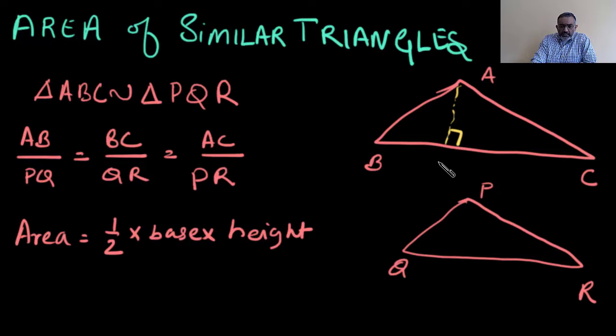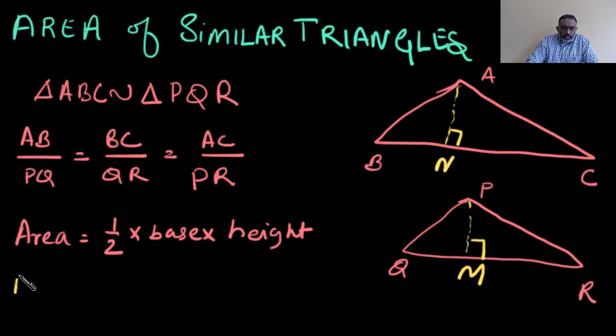So let's mark this point as N, and similarly let's create a perpendicular line to the base QR, and let's mark this line as M. So we can think of the base as BC, and this line running perpendicular to this base, AN, as the height. So that's similarly PM for QR for this triangle PQR. Right? So we can calculate the area using the length of these two sides.